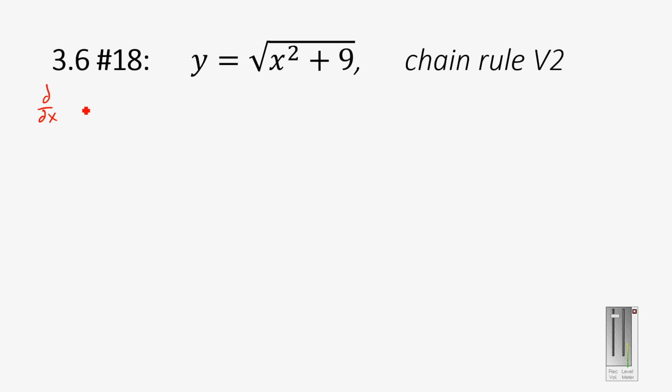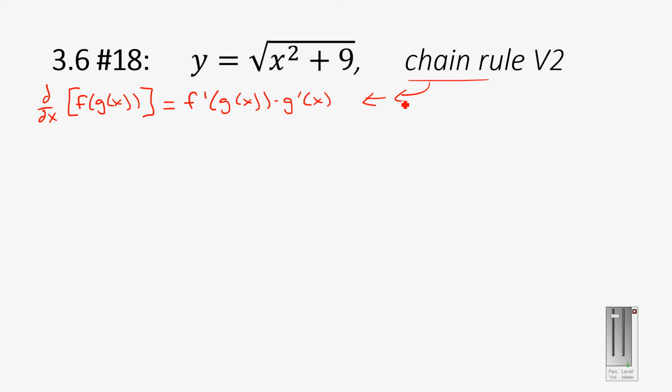For that matter, if one of the versions gives you trouble, you can always go back to the other version. So the derivative of a composite function says that I want to take the derivative of the outside, leave the inside alone, and multiply that by the derivative of the inside, g prime of x. So that is the chain rule version 2. So this is my chain rule version 2 right here. So we just need to use that.